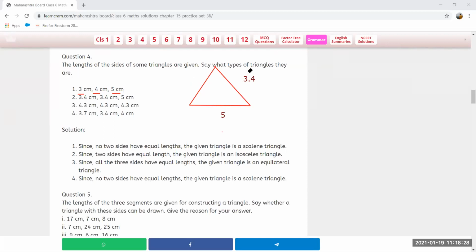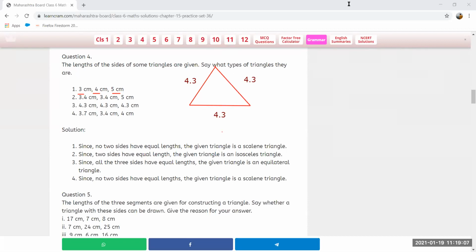Now let's do another sum. See, in question number 3, the first example is 4.3, then the second side is also 4.3, and the third side is also 4.3. Now students, all the sides are equal in a triangle. So which type of triangle is it? Let me know in chat box.